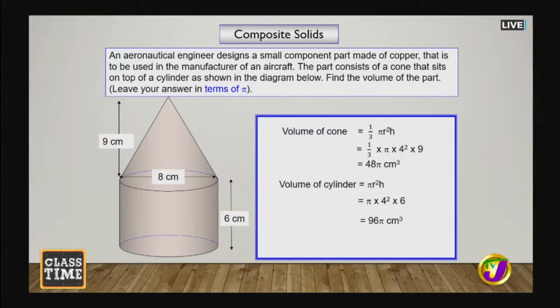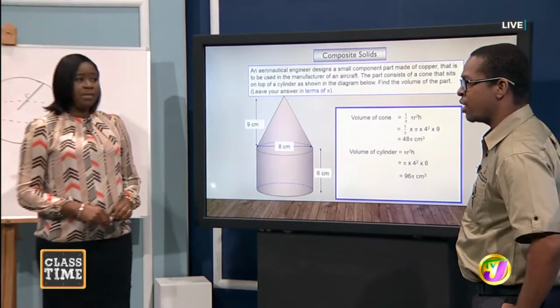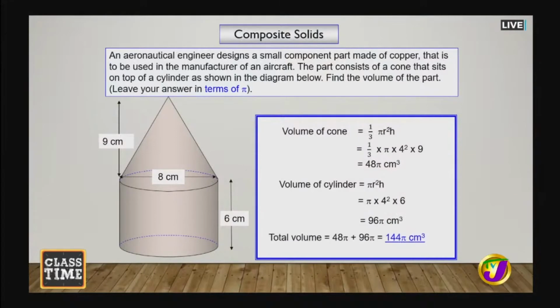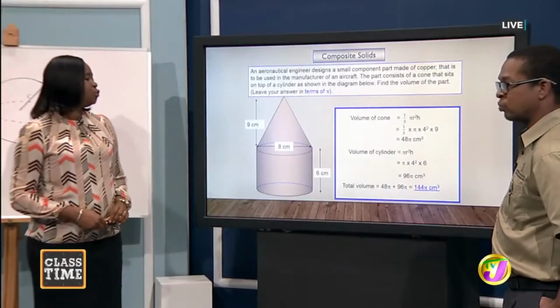So we have found the volume of the cone and we have found the volume of the cylinder. Now what do we do with these two values? This is where it takes some analysis. Looking at it, I am seeing that the volume is going to combine the two figures together. So I'm thinking we're going to add those figures together. Definitely. So 48 pi cubic centimeters plus 96 pi cubic centimeters will give us a total volume of 144 pi cubic centimeters. And we leave our answer in pi, as that was asked in the question.